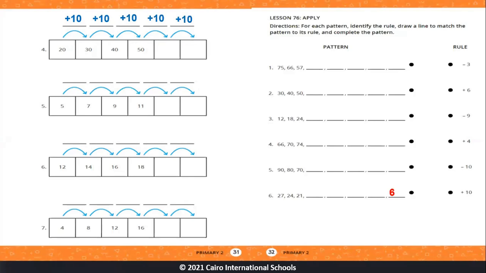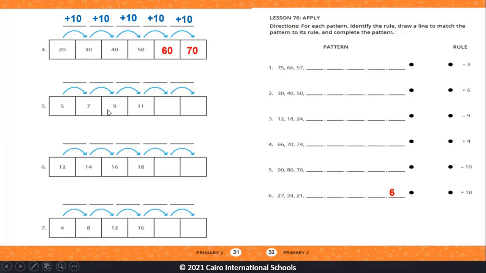20 plus 10 equals 30. 30 plus 10 equals 40. 40 plus 10 equals 50. 50 plus 10 equals 60. 60 plus 10 equals 70. Okay? Bravo, great. The next one.